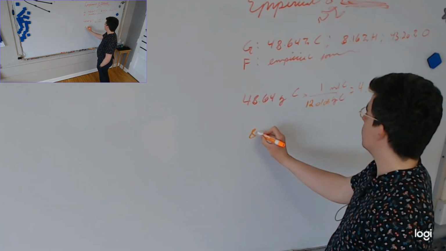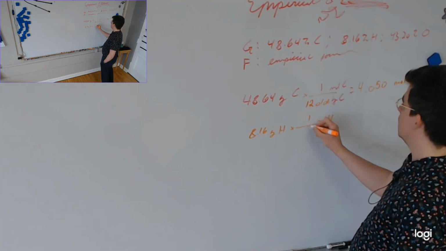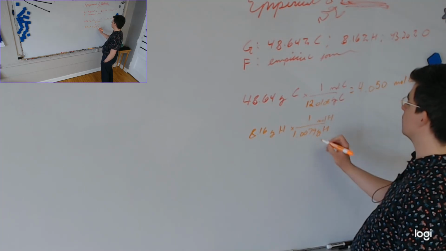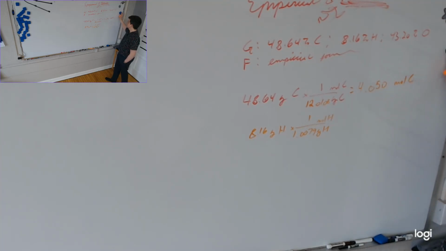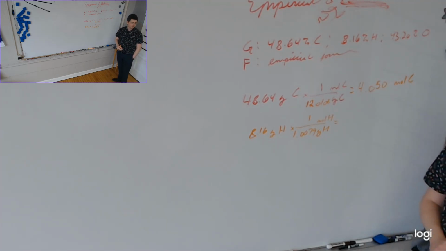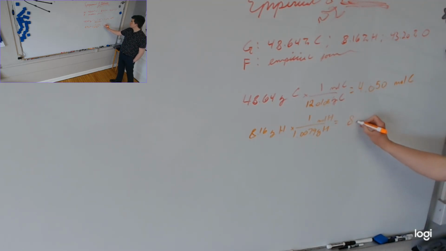Next step, we do the same thing with hydrogen. We do 8.16 grams of hydrogen. Now converting from grams of hydrogen to moles of hydrogen. In 1 mole of hydrogen, there are 1.0079 grams of hydrogen. Oh, we only have 3 sig figs there. So 8.23 moles of hydrogen.